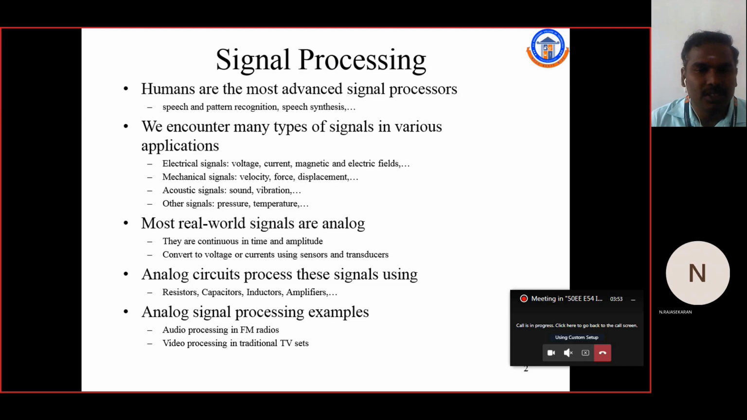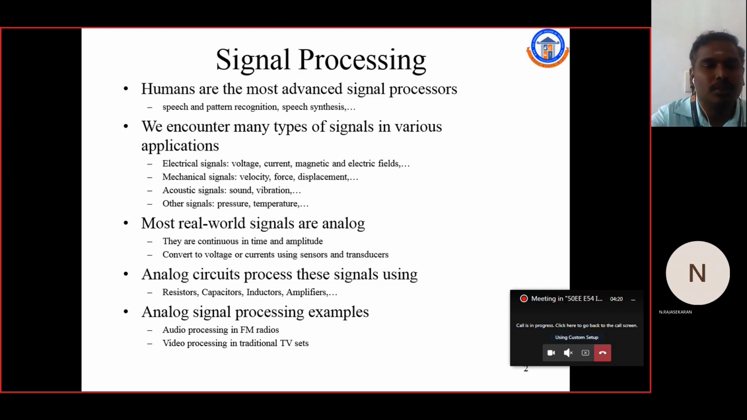Most real world signals are analog. Normally we see this in analog clocks and all the meters. They are continuous in time and amplitude. They are converted to voltage or current using sensors and transducers. So these are the real world signals, or analog values.